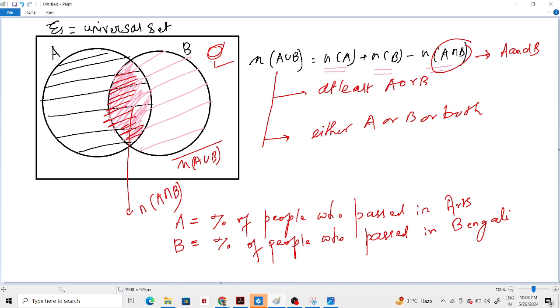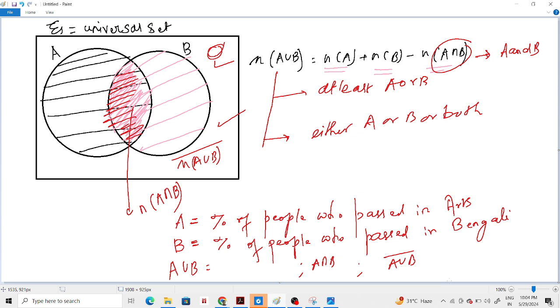Okay, percentage of people who passed in Bengali. And A union B will indicate the percentage of people who passed in either A or B or both. A intersection B will indicate the percentage of people who passed in arts and Bengali. And A union B bar, that means the complement, this white portion, indicates the percentage of people who failed in both of the subjects.